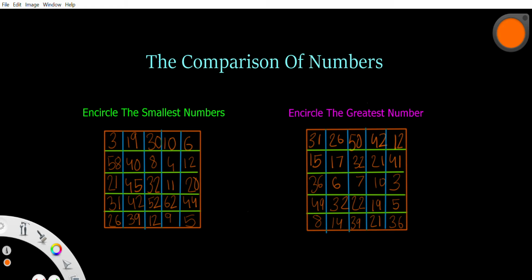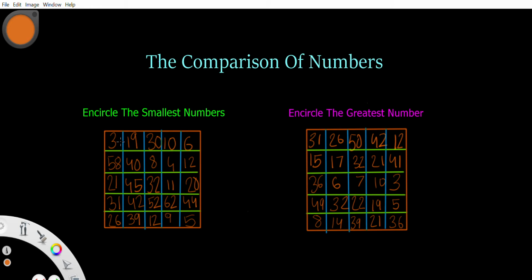Let's get started with these squares. Let's do this square first. What it wants us to do is find the smallest number in the first row, in the first five numbers. One, two, three, four, five. That's what it wants us to do for each row.